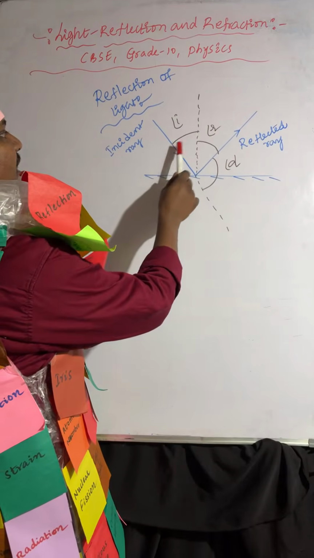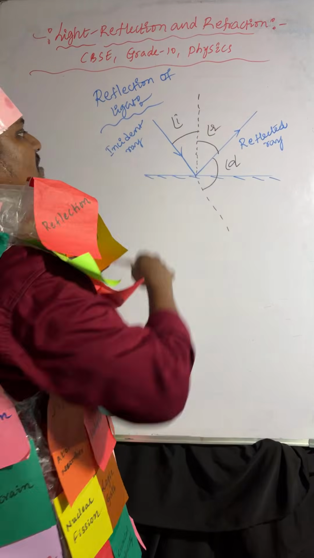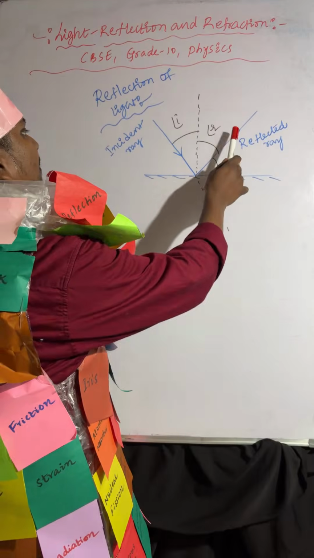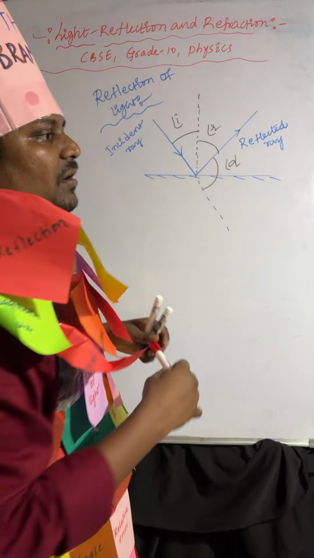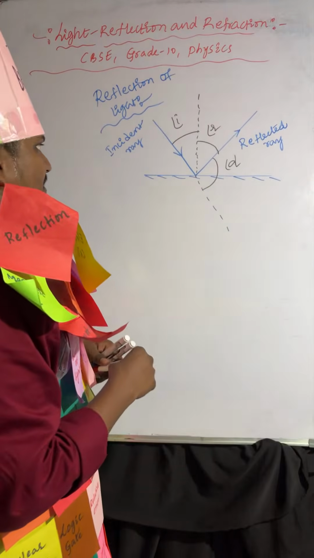The angle between incident ray and normal line is called angle of incidence. The angle between reflected ray and normal line is called angle of reflection. The angle between reflected ray and undeviated line, or initial direction of the incident ray, is called angle of deviation.